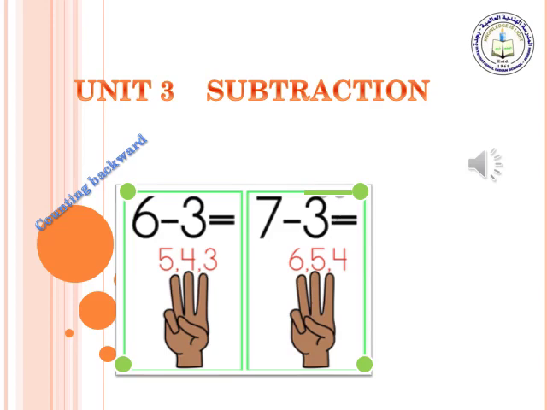Next example, 7 minus 3. Here, you should keep 3 in your fingers and count backward of 7. 6, 5, 4. So 7 minus 3 equals 4.